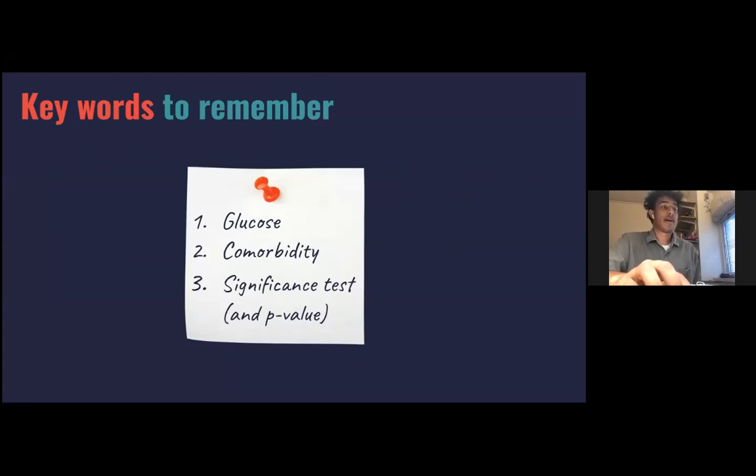So going back to the keywords, just keep these keywords in mind as we move along in our discussion. Number one is glucose, which, remember, is the small sugar molecule which gives your cells energy. Comorbidity is any condition whose symptoms can overlap with another's to exacerbate them. And lastly, significance test, which is any formal test of significance, as well as the p-value, which is the probability that the outcome that you got came from pure chance.